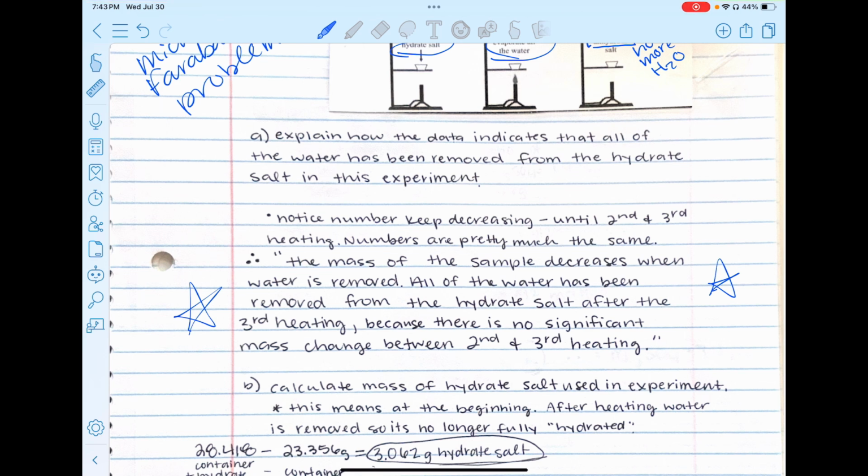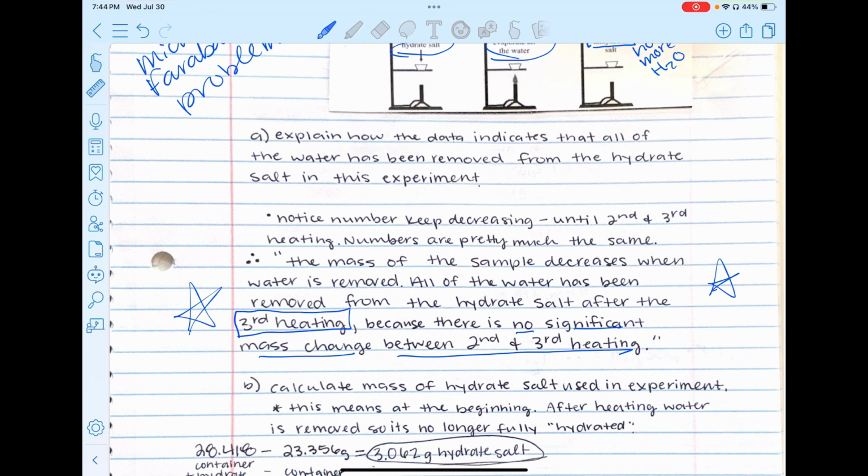Makes sense? And we know that all of the water has been removed from the hydrate salt after the third heating. That's important. How do I know it's the third? Because there is no significant mass change between the second and third heating. So I know after that third heating, I'm good to go. I don't need to continue.